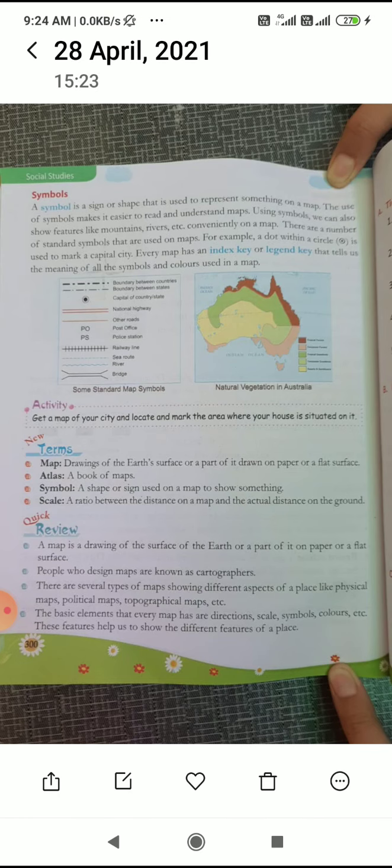So here in the given pictures there are various symbols which represent different things which are used in maps, like national highway, post office, police station, etc. And on the other hand, the natural vegetation is shown with other different colors like green color, light green color, etc.